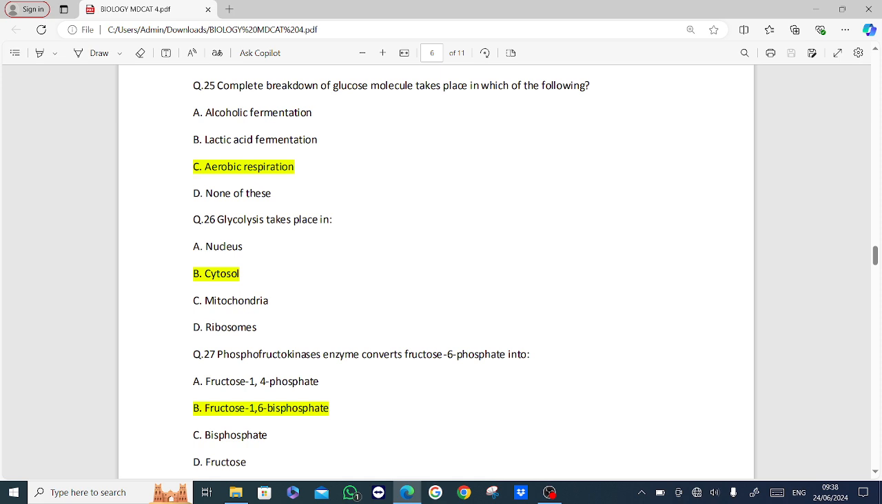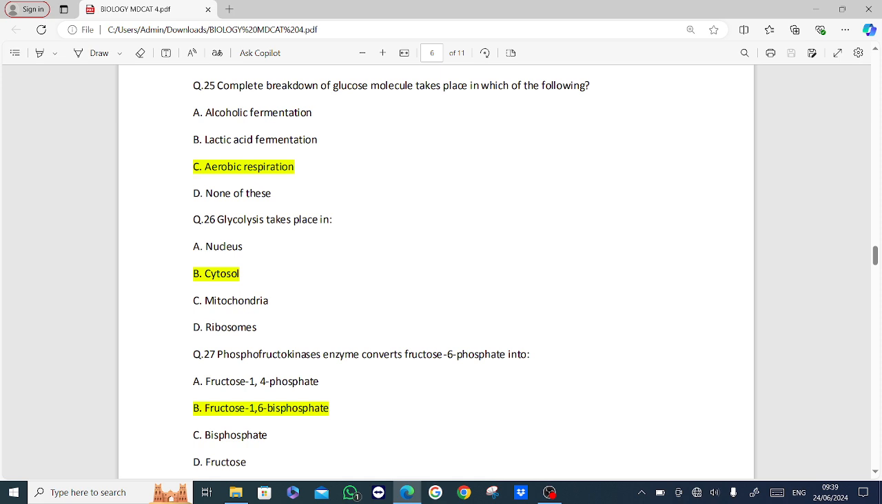Next MCQ is: glycolysis takes place in. Options are nucleus, cytosol, mitochondria, ribosomes. Answer is option B, cytosol.